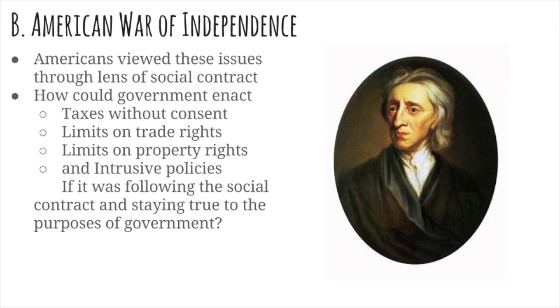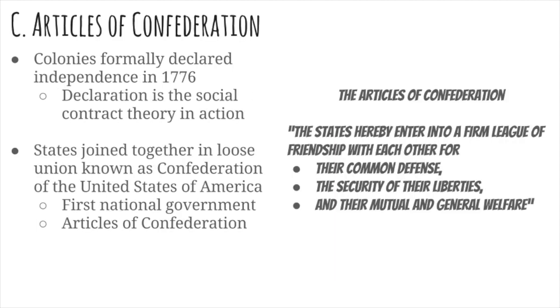So going back to that idea of John Locke in terms of the social contract, they asked this question: how could government enact taxes without consent, or limits on property rights and trade rights, and be so intrusive if it was staying true to the contract of protecting people's rights to life, liberty, and property? And if it wasn't doing those things, then John Locke and the founders believed that Americans had the right of revolution.